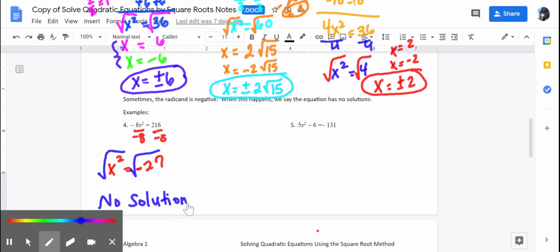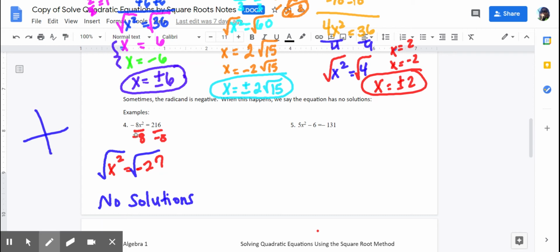Let's quickly discuss what this would look like on a graph. For a graph to have no solutions, my a value here is negative, which means it's going to be upside down, concave down. So it could look like this. And remember, when we're finding the solutions, we're looking for x-intercepts. So where does that graph touch my x-axis? And it doesn't.